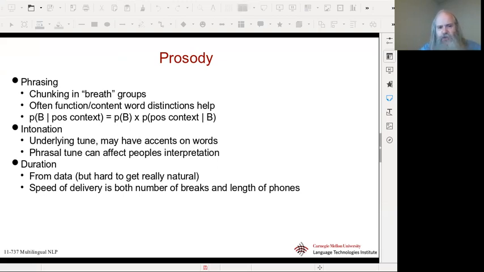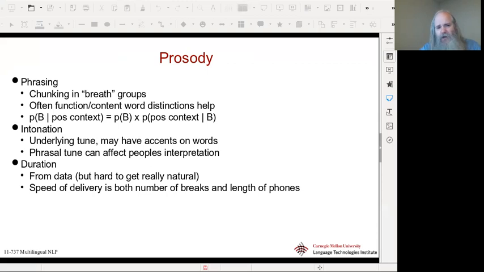The underlying tune may have explicit accents on words. This is some bump, something that happens intonationally. It varies from language to language and even dialect to dialect. The phrasal tune, so looking at that phrase that we get out of the phrasing, may also affect people's interpretation, and it can be very language dependent about how it is. And if you get it wrong, people think it's a foreigner speaking, and it can make it harder for people to understand. Duration, we have to care about the durations of the actual phonemes.